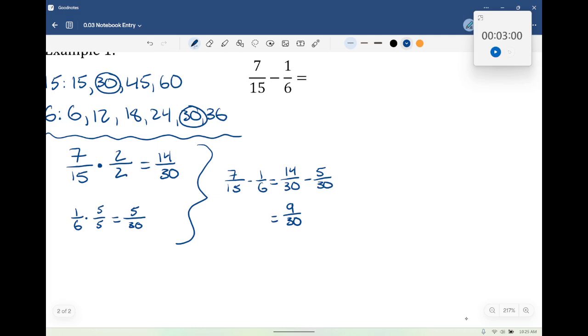What should I change 9 over 30 to? Gabby. Louder. 3 over 10. How did you get that?